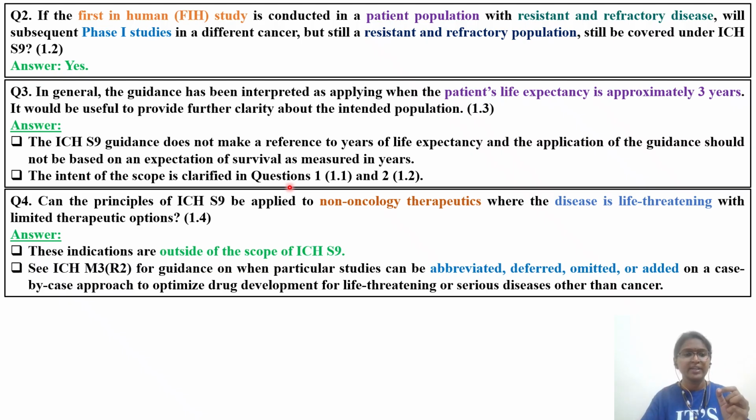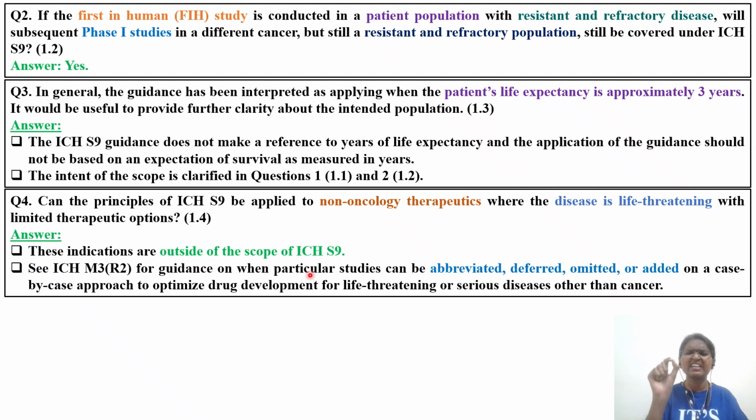Next, can the principles of ICH S9 be applied to non-oncology therapeutics, meaning drugs which are not used for cancer treatment but the disease is life threatening? For example, you have an HIV patient. If it is a late stage, when the patient is not responding, it is life threatening, but that is not cancer, with limited therapeutic options. COVID also was like that: life threatening but not a cancer. The answer given by the regulatory agency is that these indications are outside of the scope of S9.